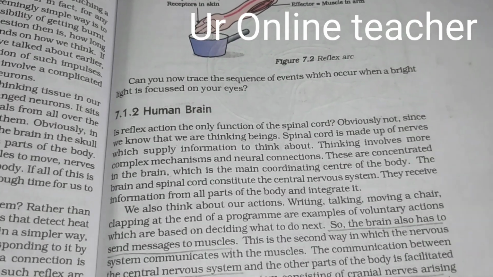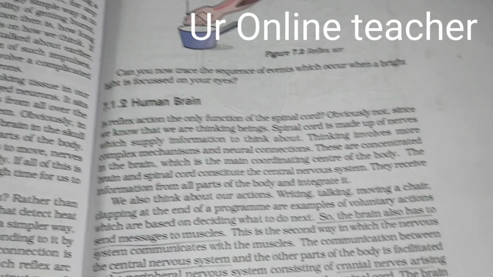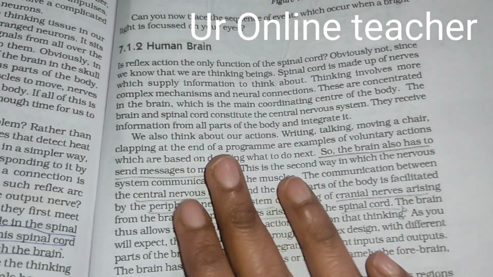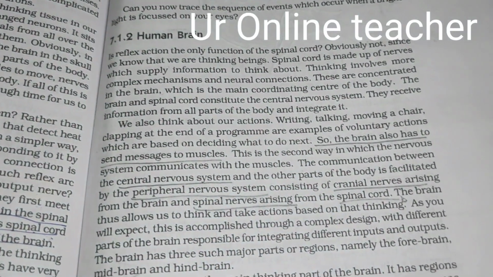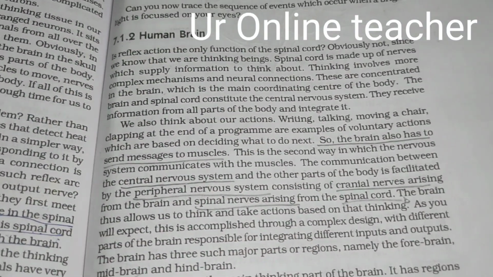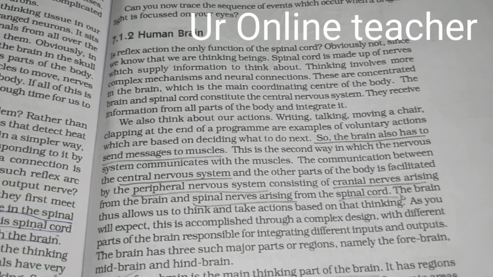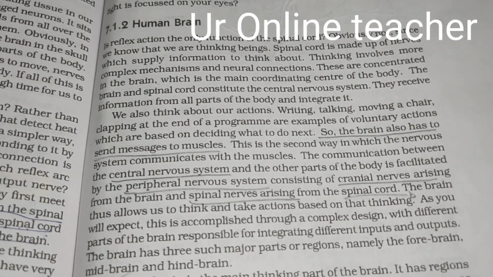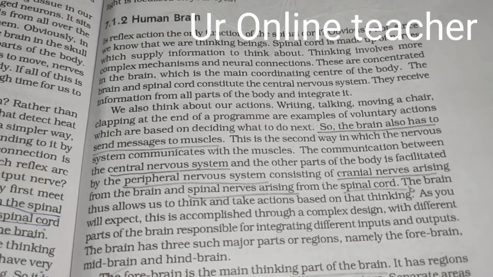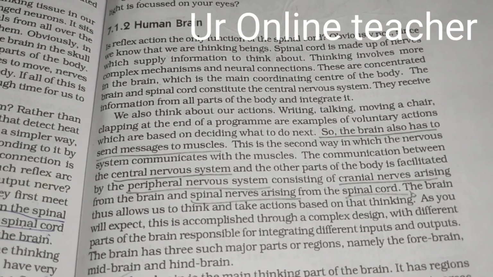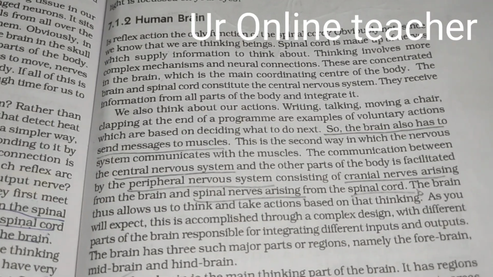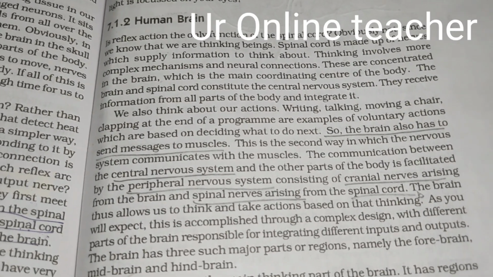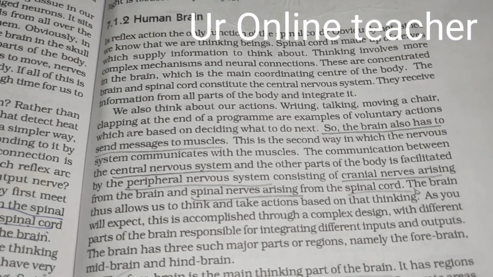So we have so many actions we do daily. Do we do them without thinking? No. We do actions by thinking, like writing, talking, moving a chair, clapping at the end of the program. All these are actions which we do voluntarily, meaning after thinking. These are called voluntary actions, and they are carried out by the brain. The brain will send a message to the muscles to do those actions.